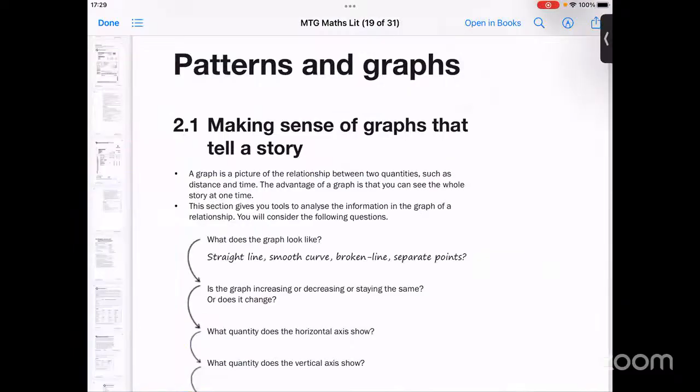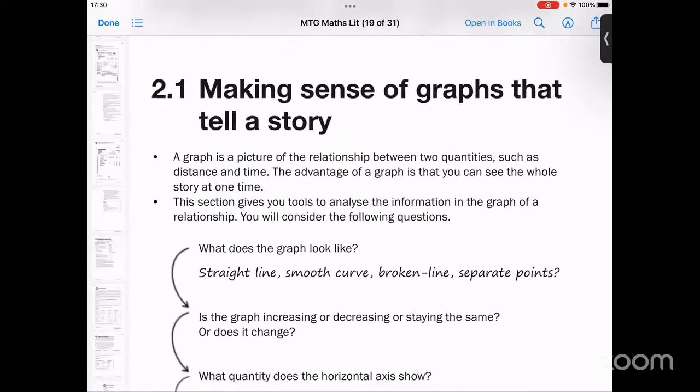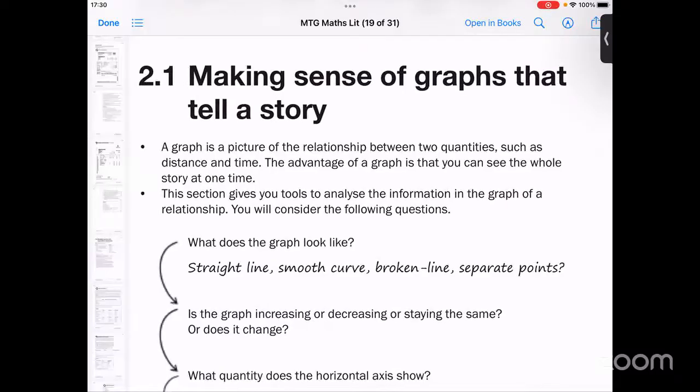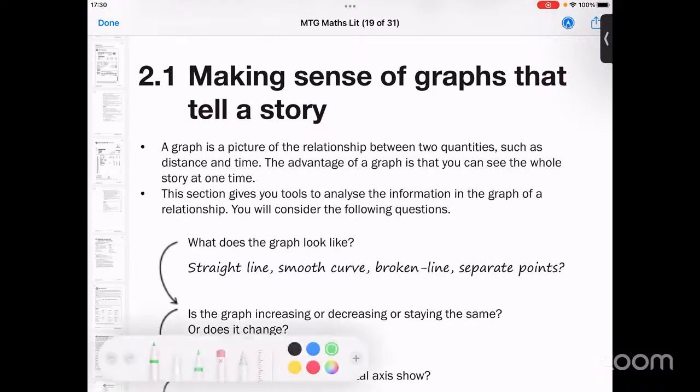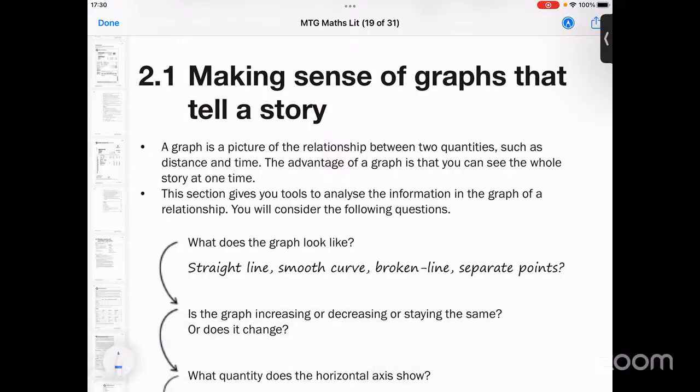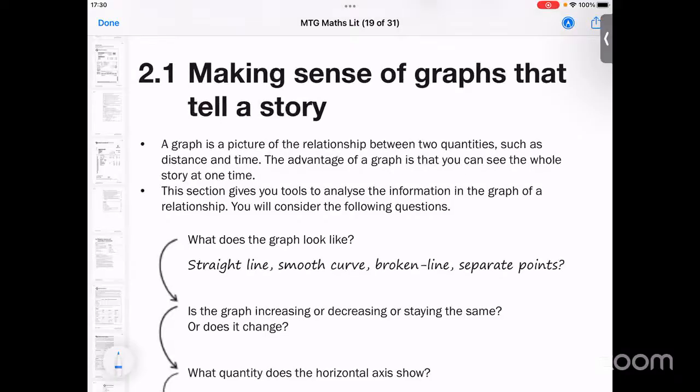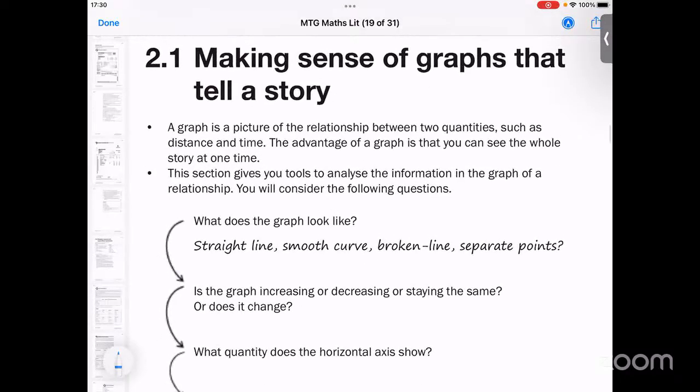So, patterns and graphs. This is exactly what we are going to be looking at. So 2.1, you can see there it talks about making sense of graphs that tell a story. So without wasting much of our time, I think it might be best for this lesson to just go through all this theory part, because all that we are going to do in the upcoming lessons will definitely be based on this very important knowledge.